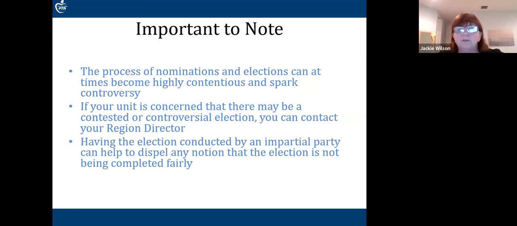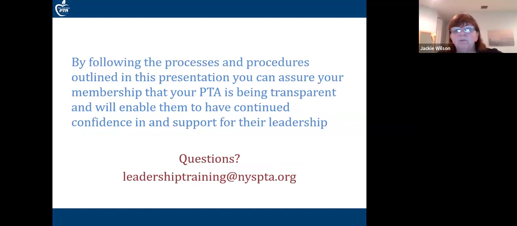So that's always information for you to note, that if you are really having a hard time with an election, if there has been some impropriety in the past, and you want to make sure that it's done correctly, it's only you being transparent to your membership, which they appreciate. By all means, contact your region director and they can come in and be an impartial party to run your election. By following the processes and procedures here in the presentation, you can assure that membership in your PTA is being transparent and you are able to proceed with your election. And that's it.